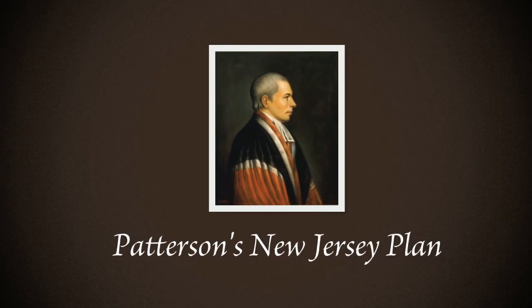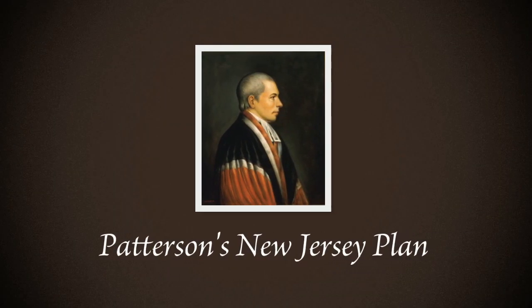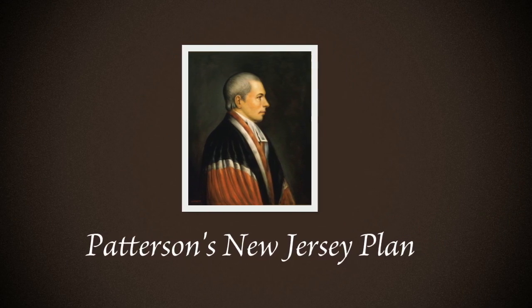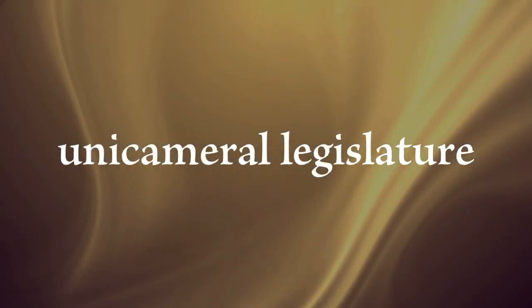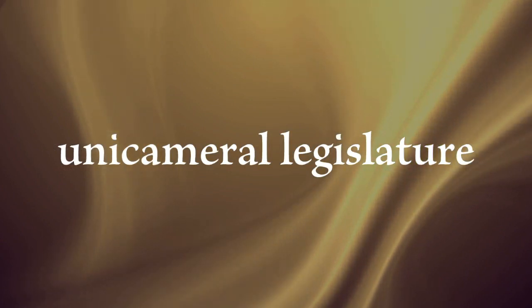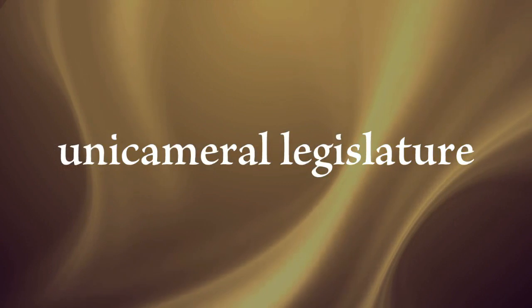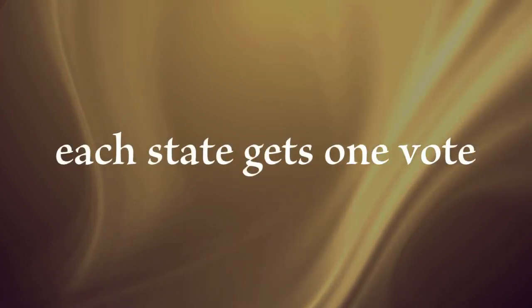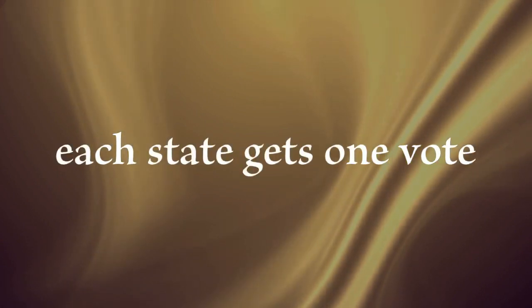Later, William Paterson of New Jersey proposed the New Jersey Plan, which has come to be known as the Small State Plan. This plan was very similar to what had existed under the Articles of Confederation. It had proposed a unicameral legislature, with representation being equal and every state getting one vote.